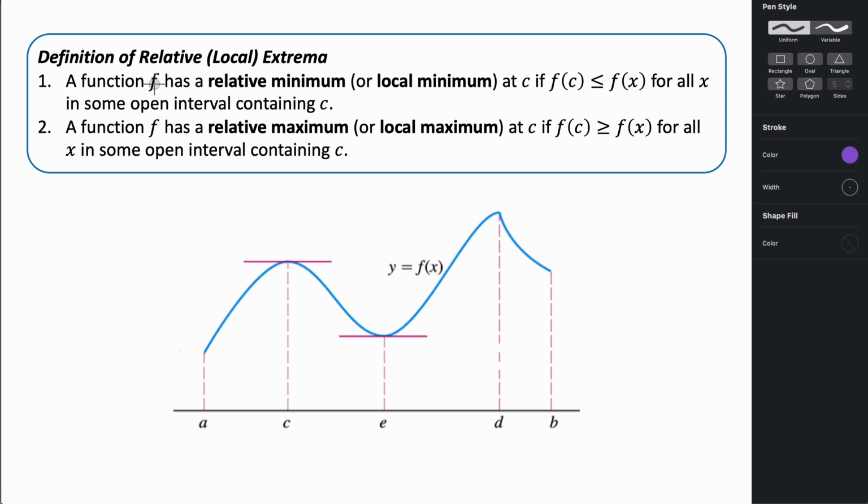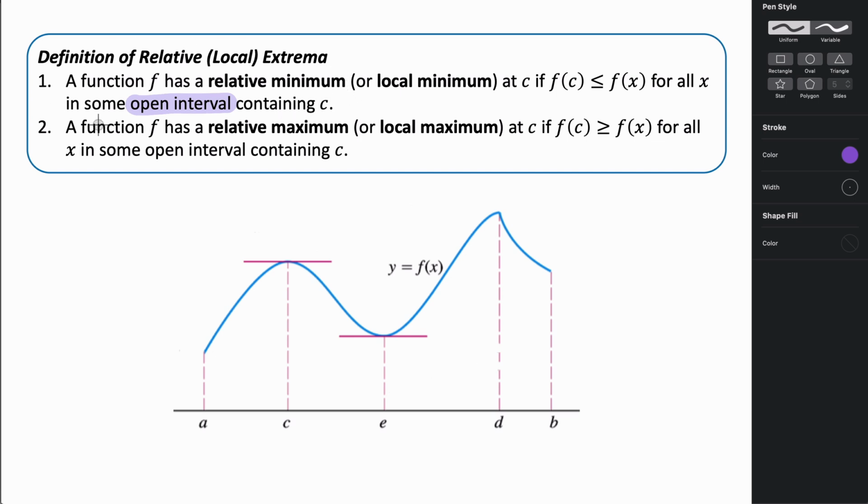If we have some function f, it's going to have a relative minimum, or sometimes called a local minimum, at some point c if the value of f at c is less than or equal to f of x for all x in some open interval. So we're talking about an open interval that contains c, which means c has to be in the interior of some interval. There needs to be values to the left and right of c in order for this to work.